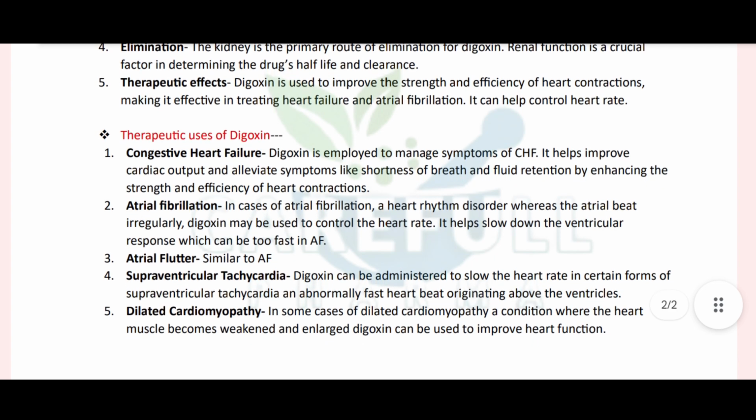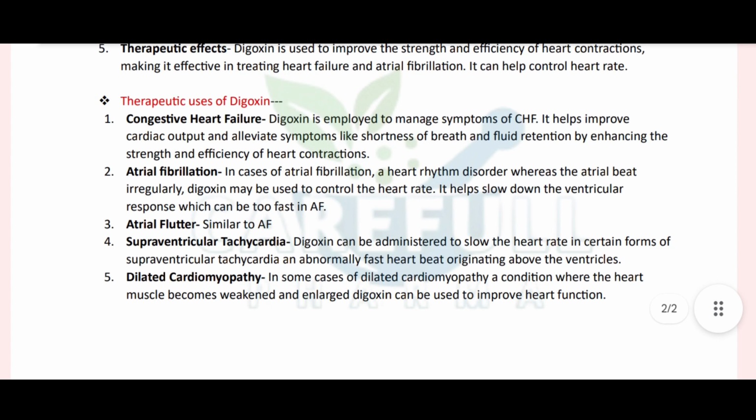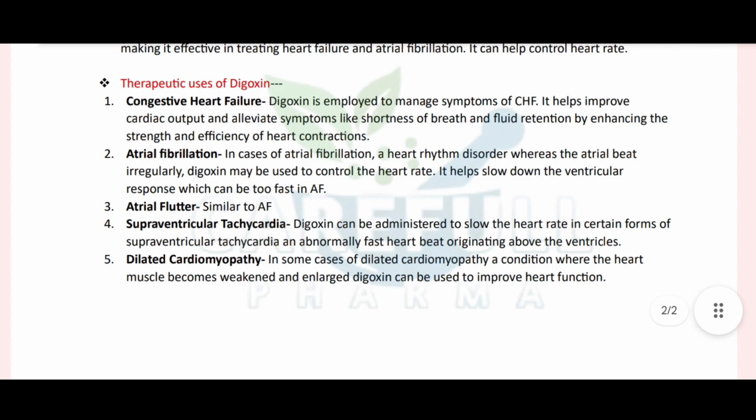5. Therapeutic effects. Digoxin is used to improve the strength and efficiency of heart contractions, making it effective in treating heart failure and atrial fibrillation. It can help control heart rate.